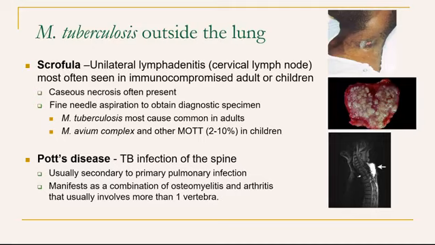Pott's disease, of course, is TB infection of the spine. Usually it's secondary to a pulmonary infection that spreads from an ongoing pulmonary infection to the spine. It can manifest as a combination of osteomyelitis and arthritis that usually involves more than one vertebra.